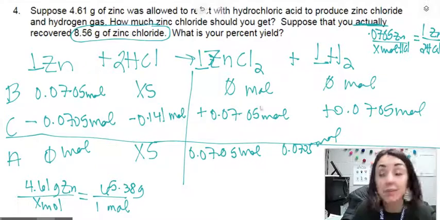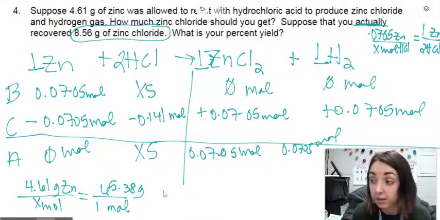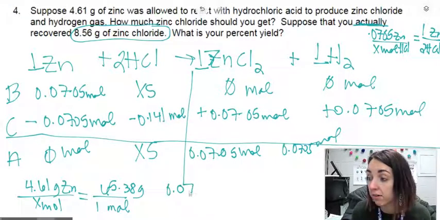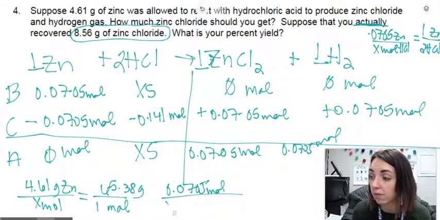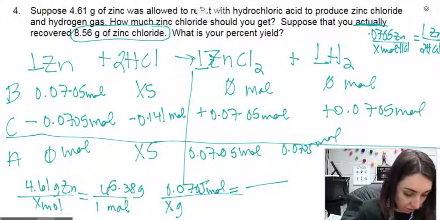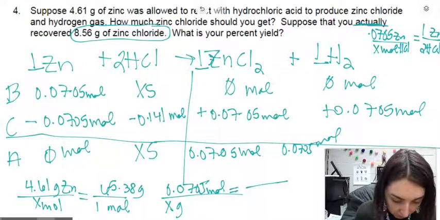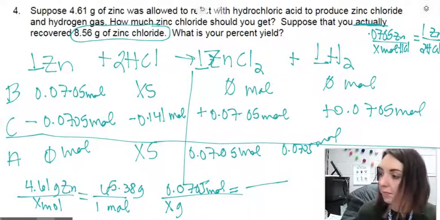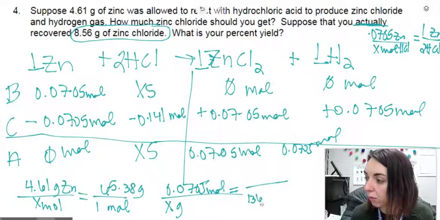So this is in grams, which means I'm going to need my zinc chloride in grams. I need my theoretical yield. So I have 0.05 moles of zinc chloride over X grams. I need to add up my molar mass for zinc chloride really quick. Make sure you do 2 chlorines. And make sure you, of course, use the right element on the periodic table. Chlorine is Cl, not just C. I get 136.272 grams for every mole.